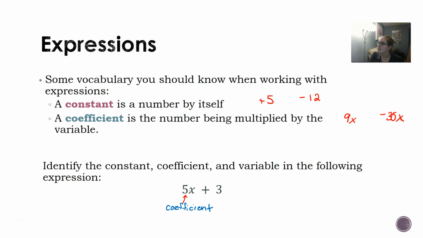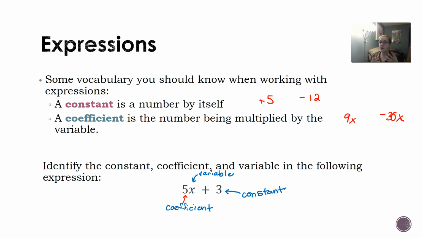And then x is our letter, which is our variable. We call it our variable. And then the number at the end is our plus 3. It's not attached to a variable. It's being added on at the end. So we're going to go ahead and call that our constant.